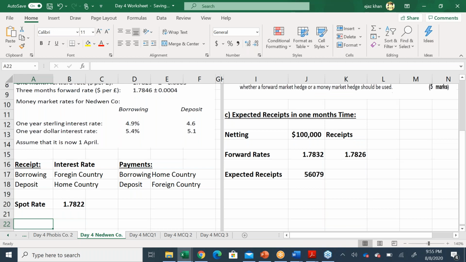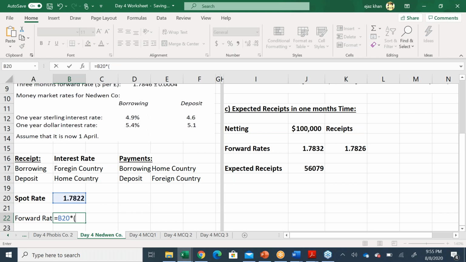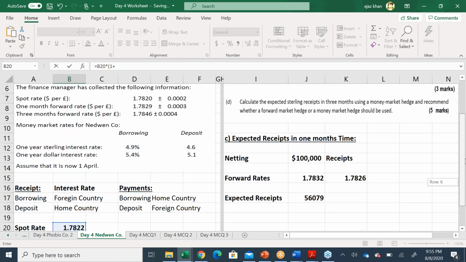The next thing is to use that formula of forward rate that I taught you. So we have to calculate a forward rate, and then we should use that rate to convert the currency, and that will be the money market hedging. For the forward rate, we use the spot rate multiplied by 1 plus, in which currency is the rate being quoted?